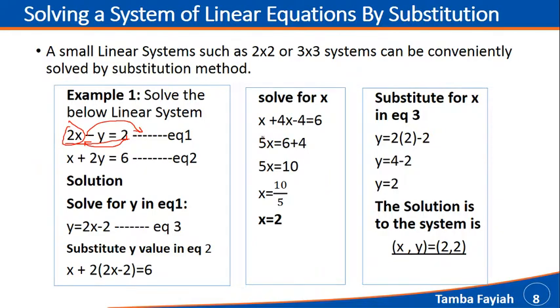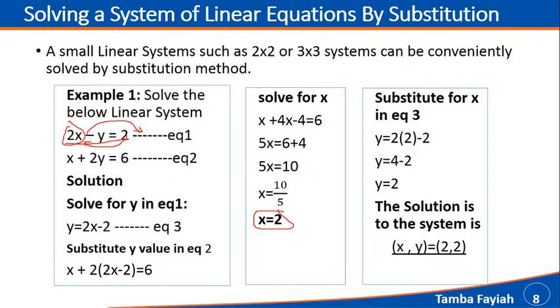So we have 5x equals 6 plus 4. So we have 5x equals 10. To get the value of x, we divide both sides by 5. So our x equals 2. So that is the value of x.